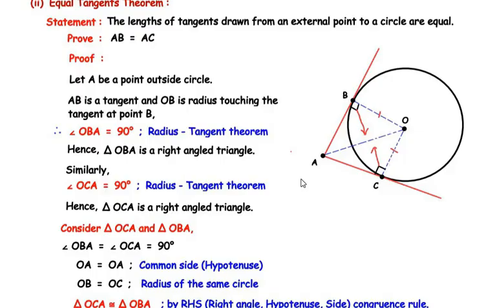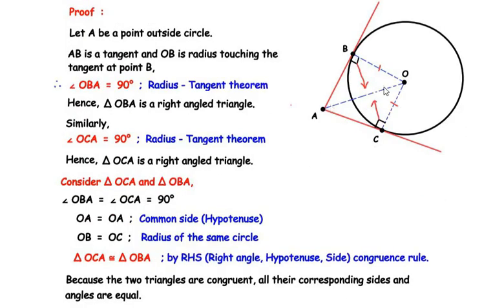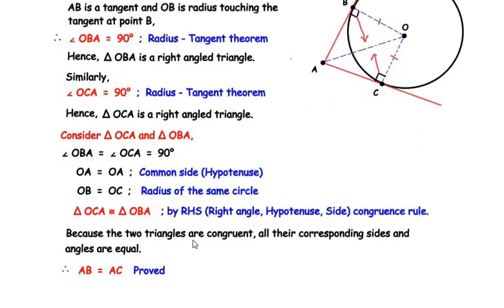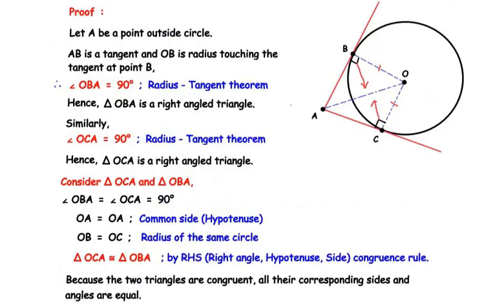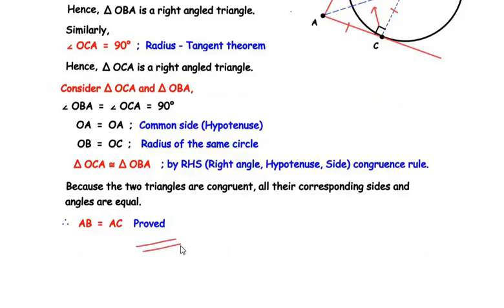So by the RHS congruence rule, that is right angle, hypotenuse and side congruence rule, we can say that these two triangles are congruent to each other. And congruent means they both are exactly the same. So here we have written, because the two triangles are congruent, all their corresponding sides and angles are equal. So now we can say that the length AB is equal to the length AC. So we have proved that the lengths of the tangents drawn from an external point to a circle are equal. So this is our answer.